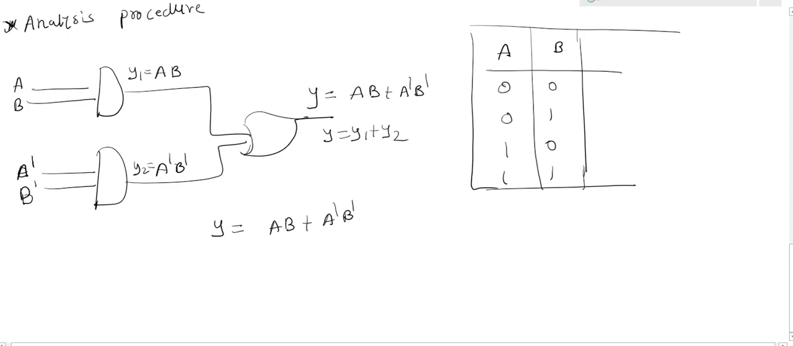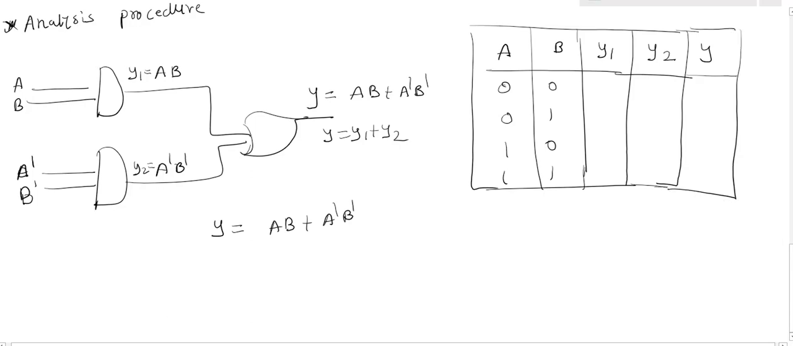Clear? Now in the truth table, what you have to do? You have to label the outputs of the different gates. The first output generating is Y1, the second output generating is Y2, and finally the third output generated is Y, which is nothing but Y1 plus Y2. Clear? Now you have to complete this truth table.